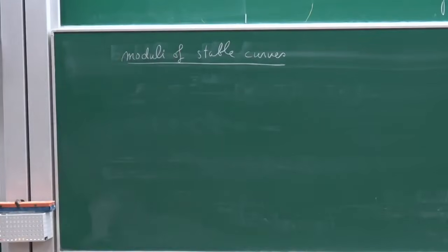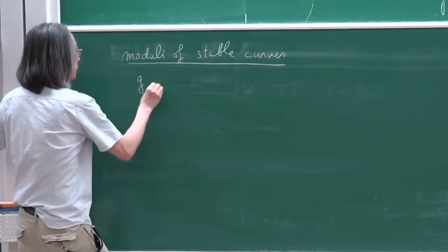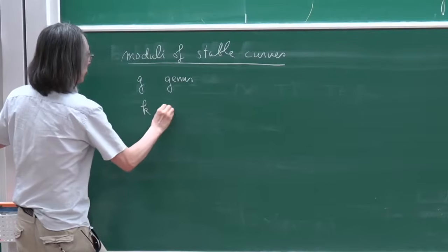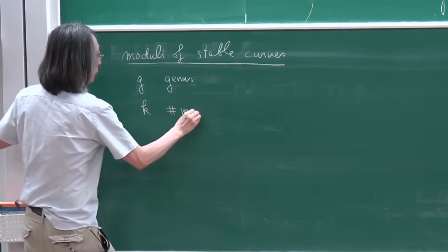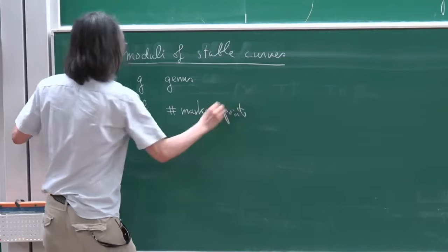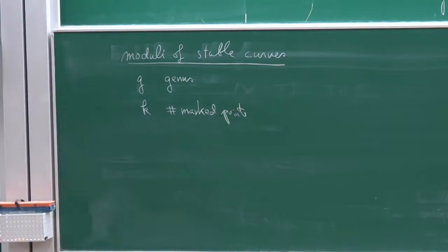So in order to talk about this, I need to introduce two things. One is actually genus, and another is the number of marked points. So K is just the number of marked points. And for genus, it is the following.